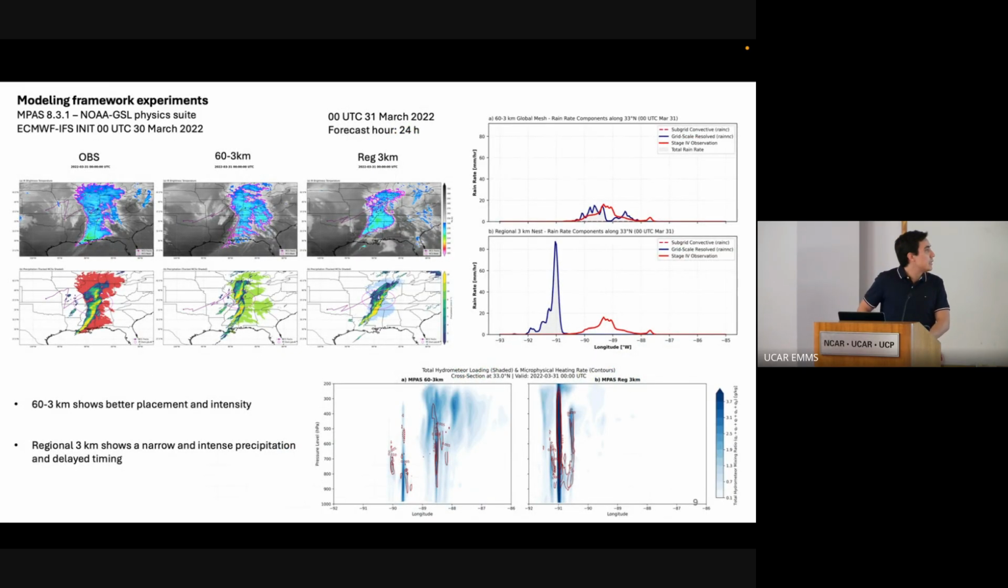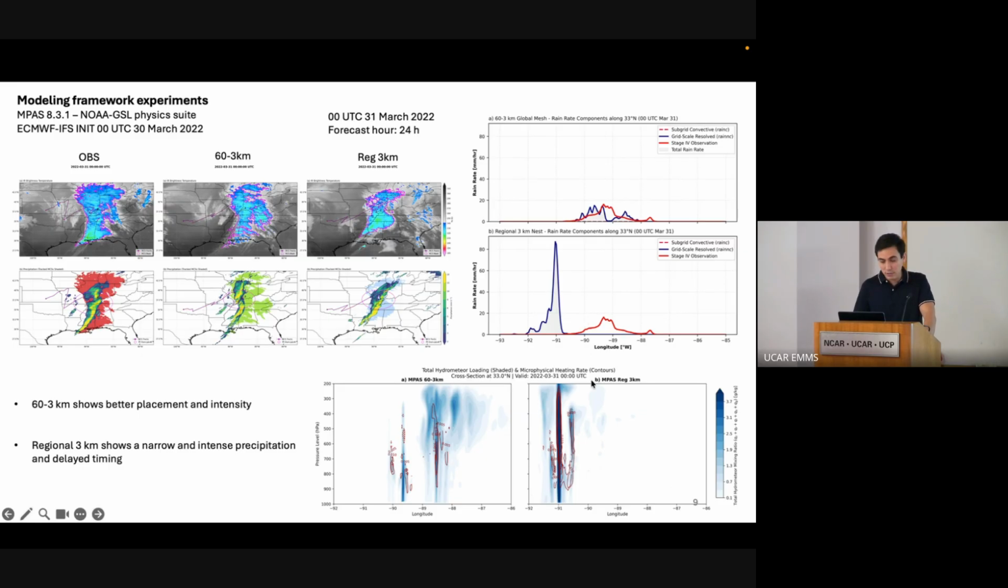Another interesting difference that I found is that the global runs could better reproduce the amount of rain, for instance, in a cross-section at 33 degrees latitude north, that is somewhere here. As we can see, the regional run is producing these spurious, more intense precipitation reaching almost 80 millimeters per hour that is not observed in the Stage 4.